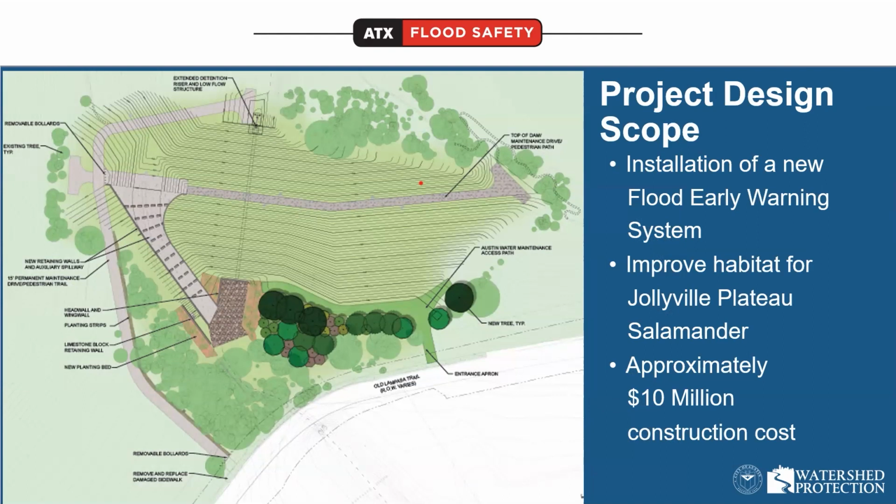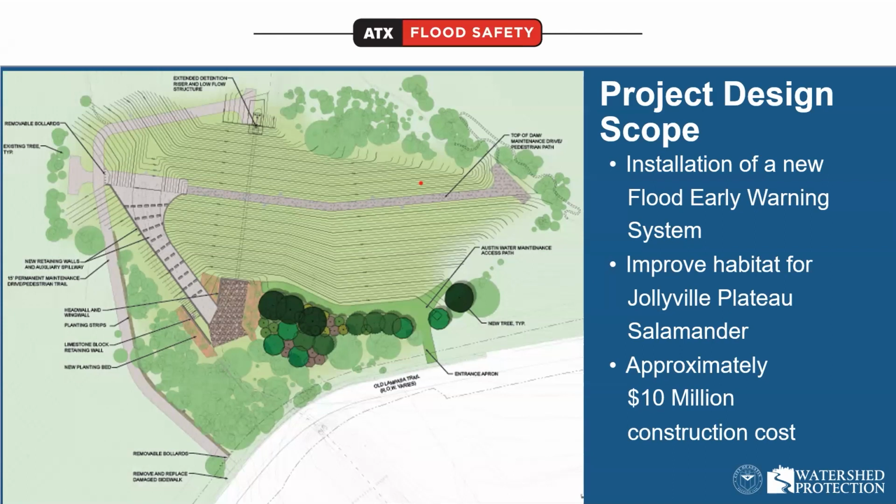I mentioned earlier that one of the reasons why we had to coordinate with the U.S. Fish and Wildlife is because it's a habitat for certain species, one of them being the Jollyville Plateau salamander. The good thing is that as part of this project and as part of the conditions for us building the dam, we are improving the habitat for the salamanders. So that's also a positive effect. All of this is going to come at a cost of approximately $10 million for construction.